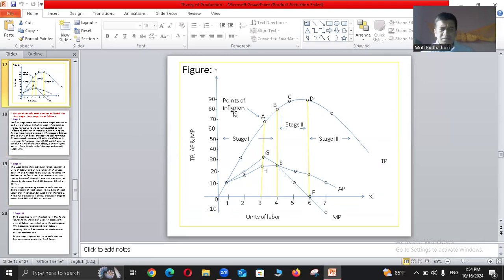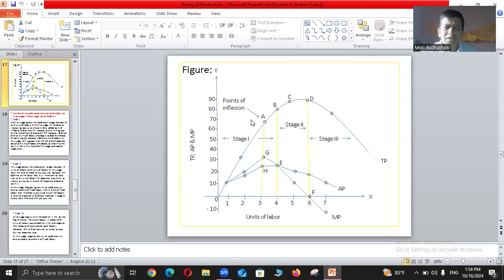We can see this figure. When we use the first unit of labor, it gives 10 units of output, that is AP, MP and TP. And if we use the second unit of labor, in that case we get 20 units MP but 15 units AP and 30 units TP. Similarly, if we use the third unit of labor, in that time we get 20 units AP, 30 units MP, and 70 units, that is TP.